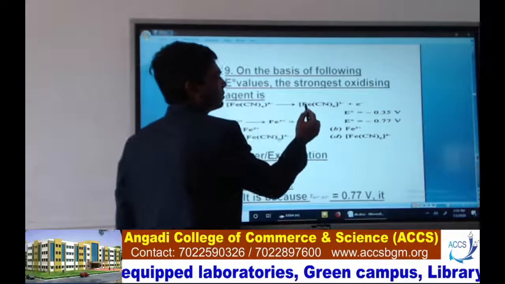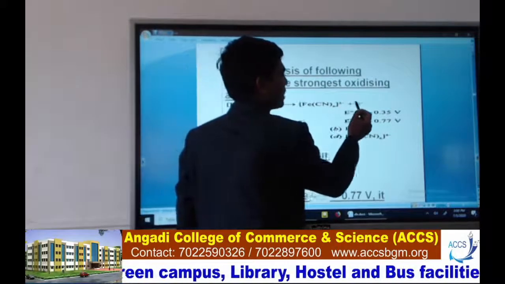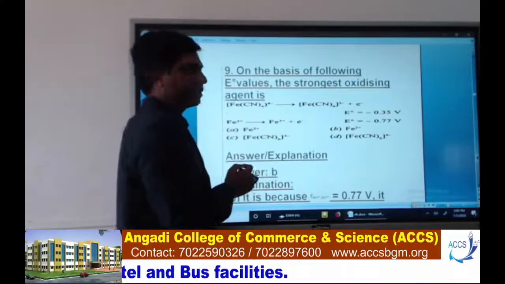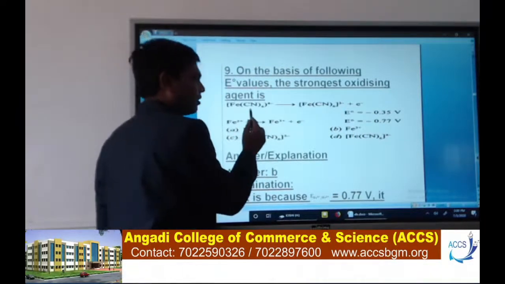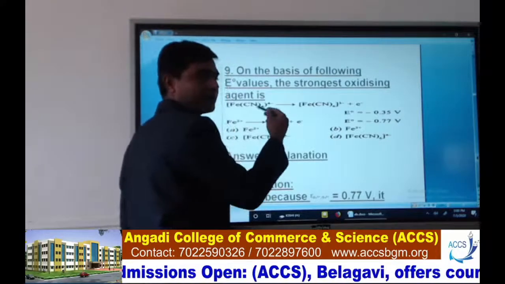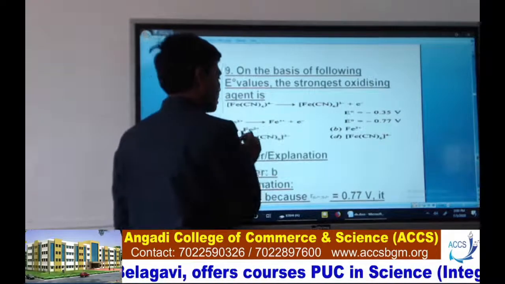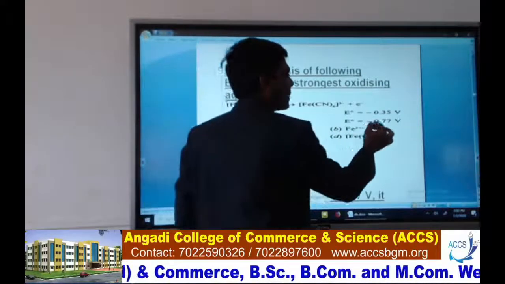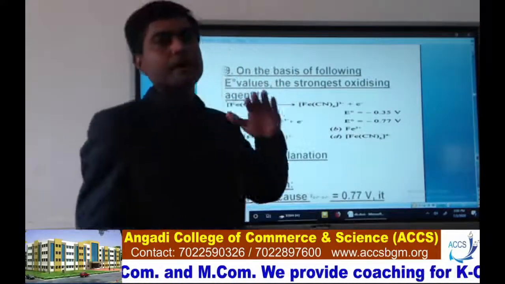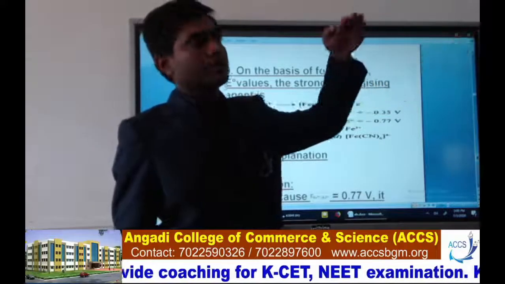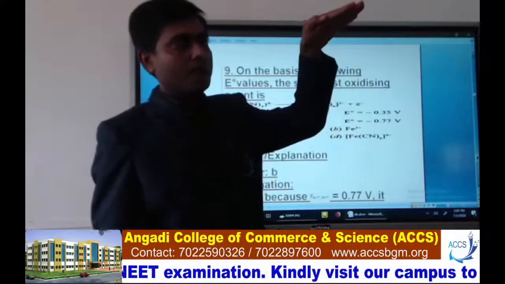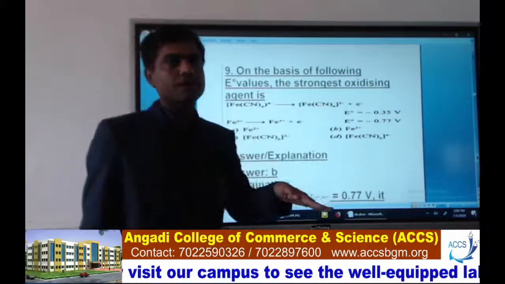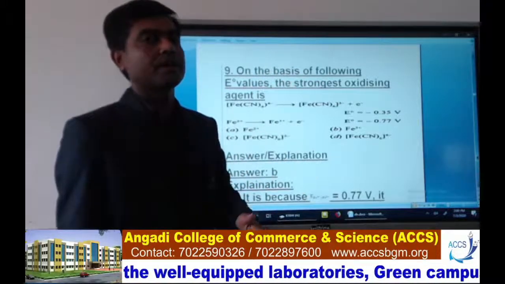Ferrocyanide ion gives ferricyanide ion. It underwent reduction. Ferrous ion to ferric ion, it underwent oxidation. So the values are minus 0.35, minus 0.77. In the electrochemical series, the positive values are above.